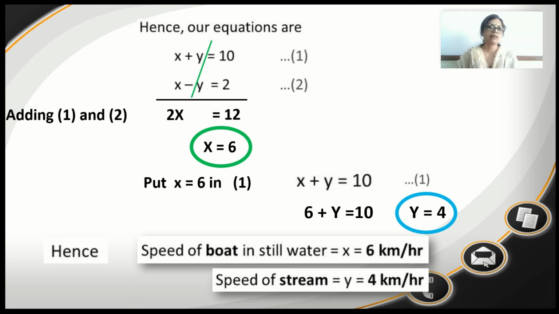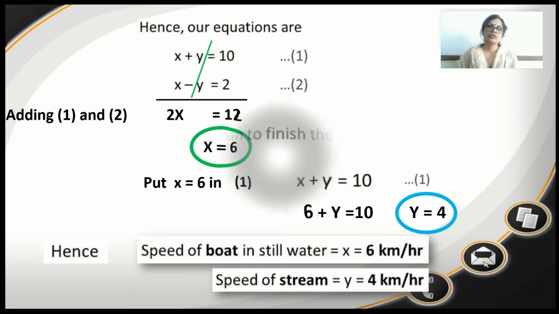Alright, so I hope the sum is clear to you. I want all of you to go through R.D. Sharma, and same type of sums you will find there for practice. Please solve at least 2 more sums, because these speed, distance, time sums are very, very important. Okay, so we will move to the next sum now.